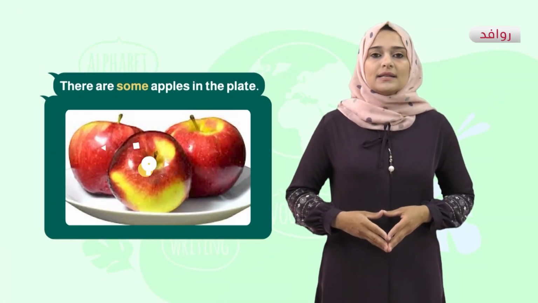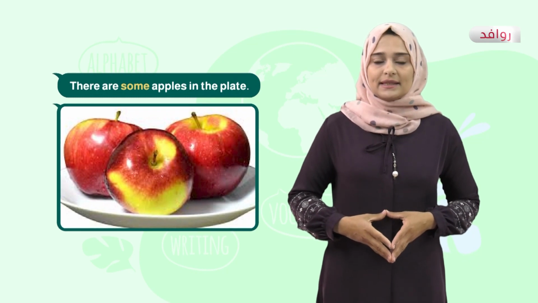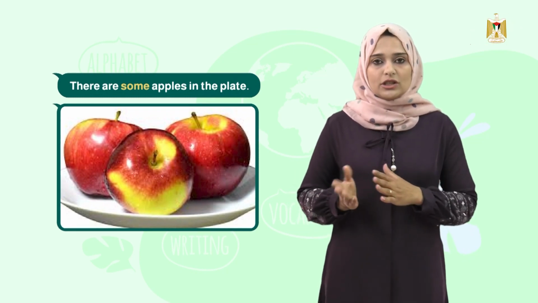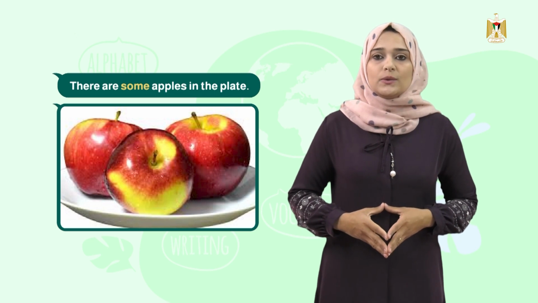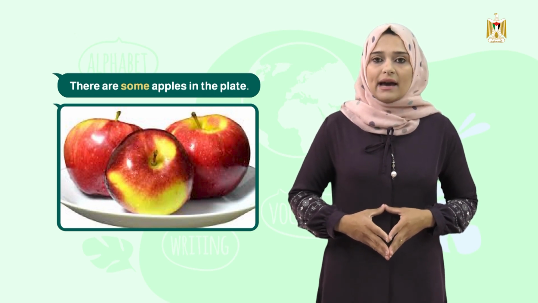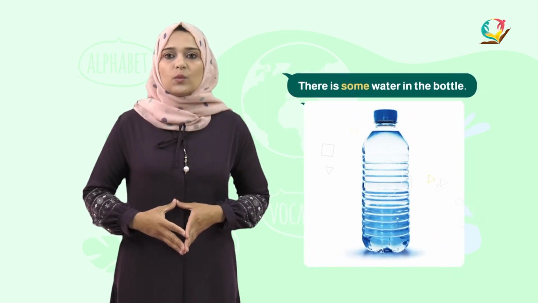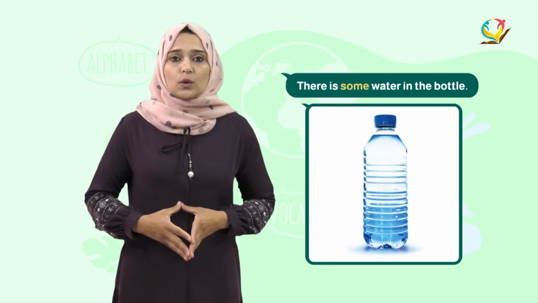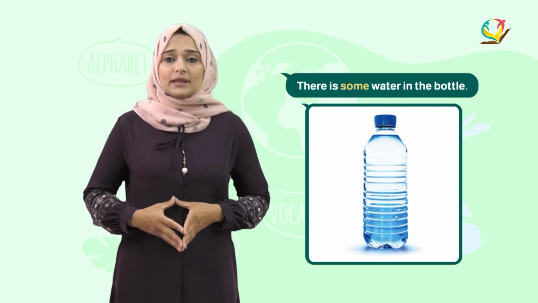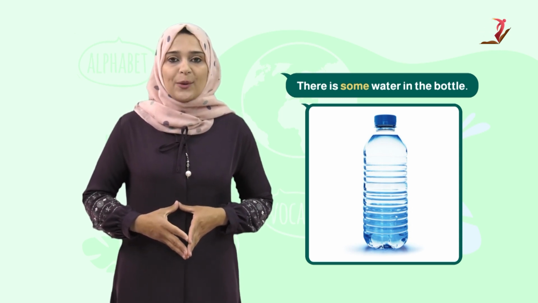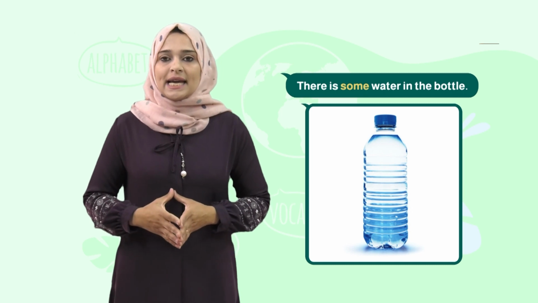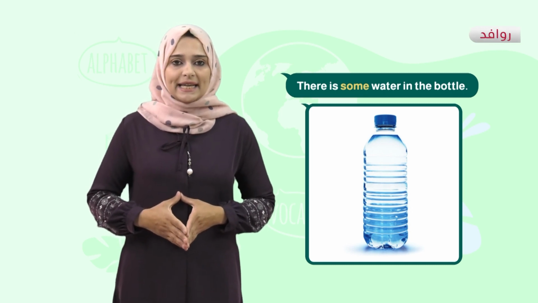Now, look at this plate. There are some apples in the plate. The noun apple is countable, so we use some with countable nouns. نستخدم some مع الأسماء المعدودة. Picture 2. There is some water in the bottle. Water is uncountable. We also use some with uncountable nouns. نستخدم some مع الأسماء غير المعدودة.